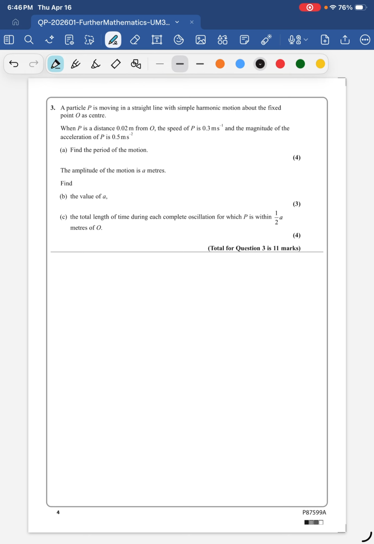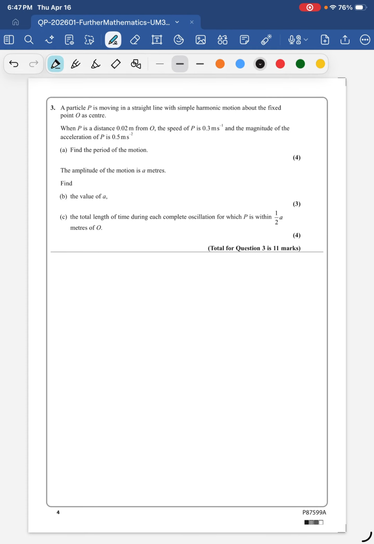Problem 3. A particle P is moving in a straight line with simple harmonic motion about the fixed point O as center. When P is a distance 0.02 meters from O, the speed of P is 0.3 meters per second, and the magnitude of the acceleration of P is 0.5 meters per second squared. Question A, find the period of the motion. Okay, let's start with that, and then we will come back and read the other parts, okay?